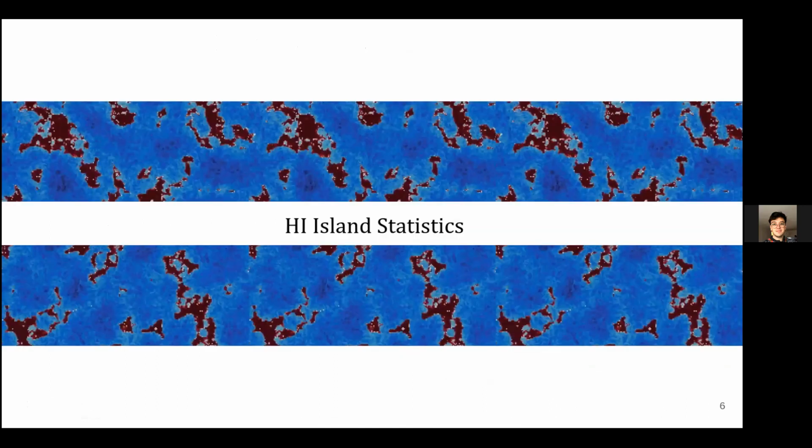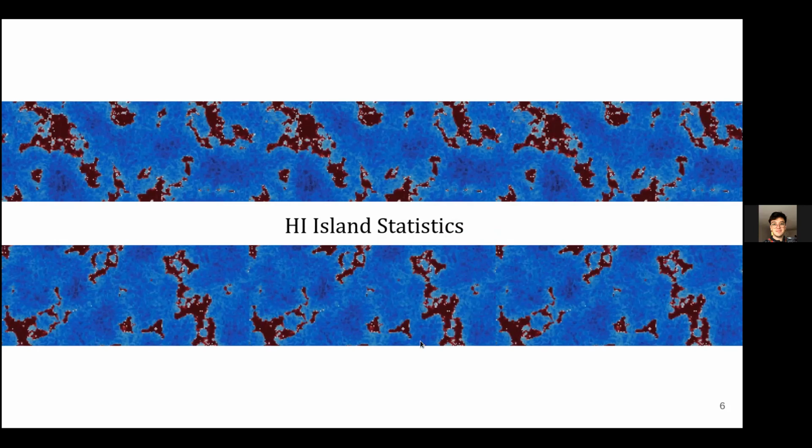So onward to the first statistics, where I studied the neutral hydrogen islands. I put this picture for aesthetic purposes, but you can sort of imagine here are the neutral islands. They connect and they have very interesting shapes. And this is the residual neutral hydrogen, so the ionized region, similar to our picture.